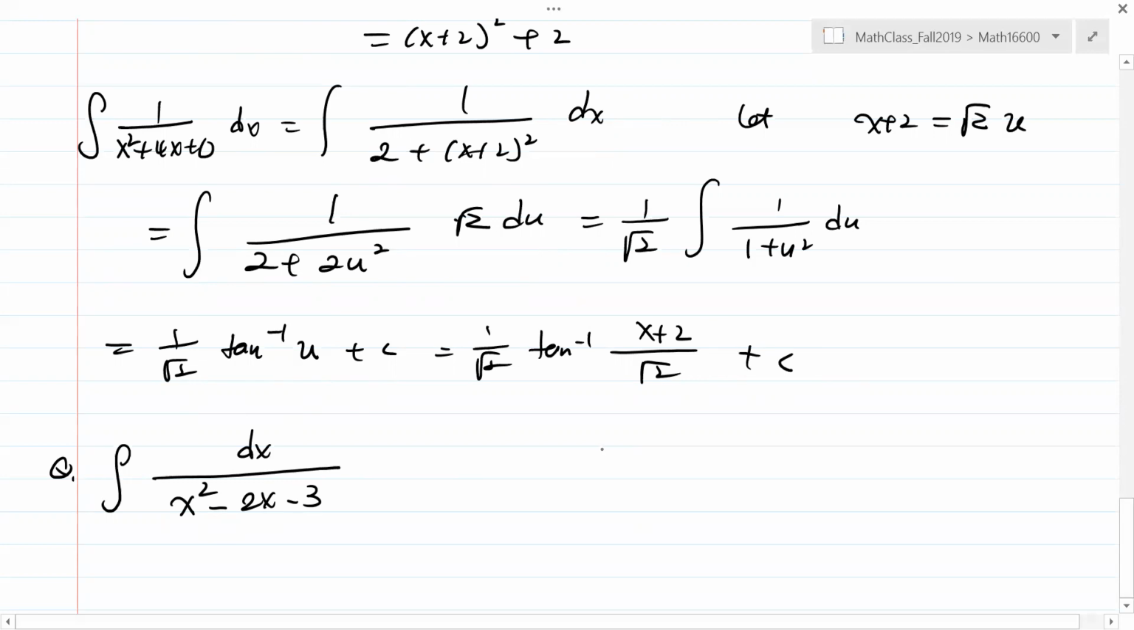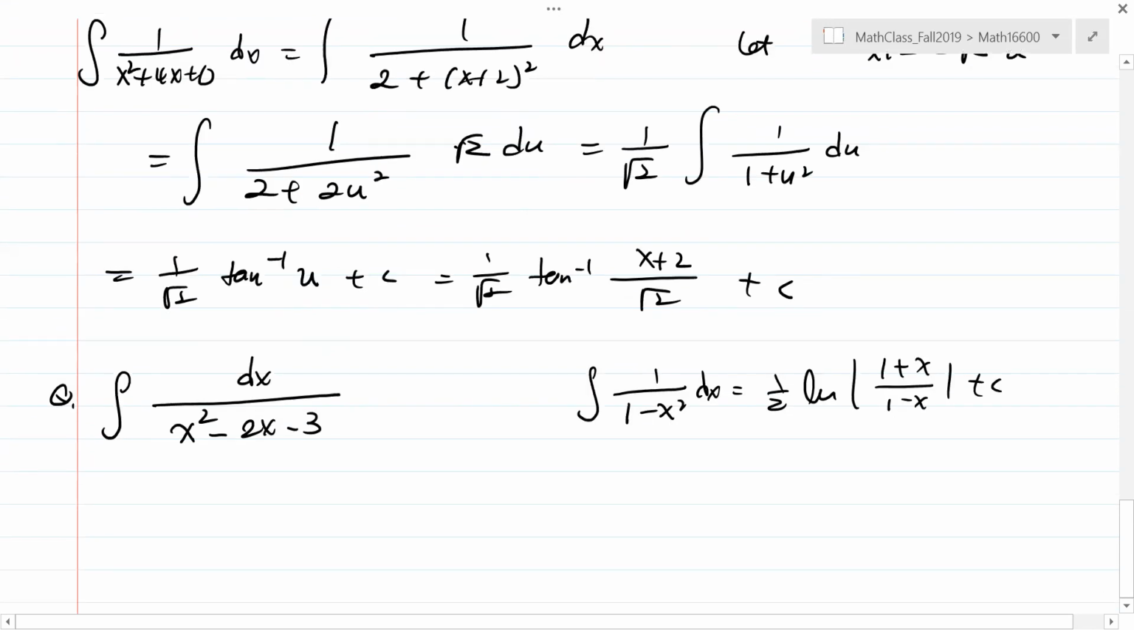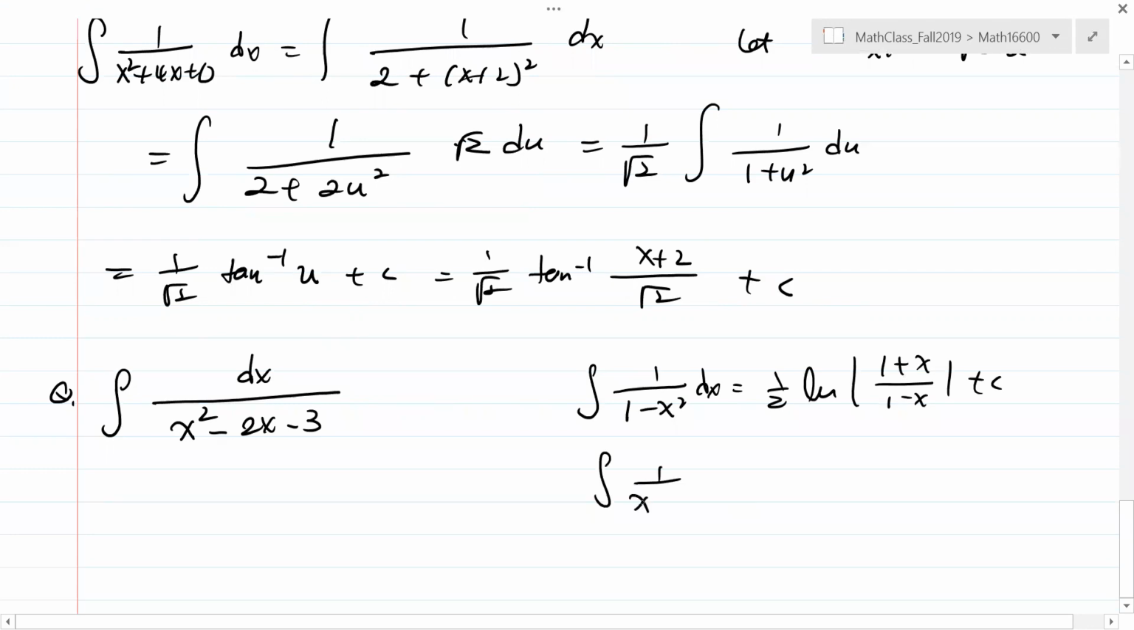Okay, let me say a few words. So the integral of 1 over 1 minus x squared dx is going to be natural log of the absolute value of (1 plus x) over (1 minus x), plus c. Now, if you change the sign, the integral of 1 over x squared minus 1 dx is the same. You just put a negative sign in front of that and turn this upside down. There's no essential difference here.